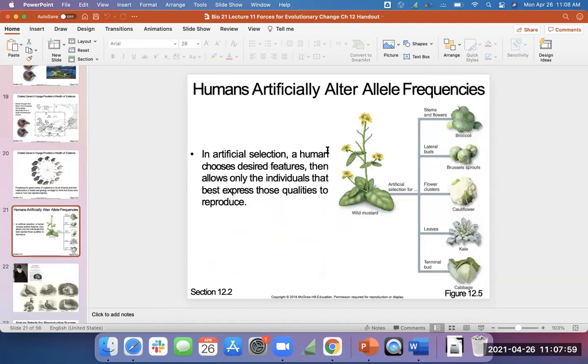Okay, then this is showing artificial selection. So I told you this is wild mustard. You probably see it on the side of the road or if you go for a hike. And humans, they interfered with the genes. They started selecting for certain genes and mixing them. And now we have broccoli, Brussels sprouts, cauliflower, kale, cabbage. These vegetables, they do not exist in nature. So this is coming from human interference.